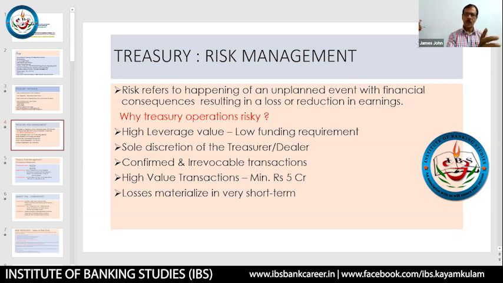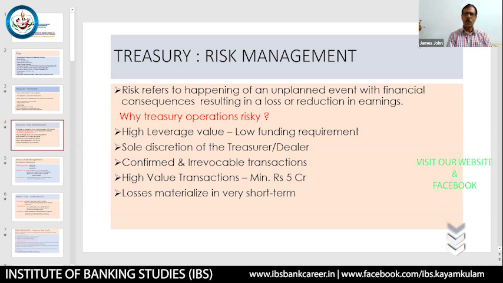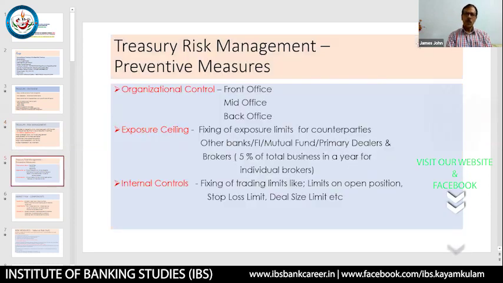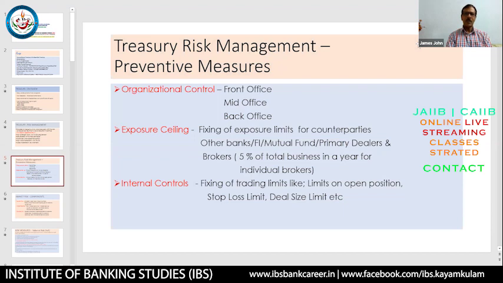Then in 1 hour or 2 hours time, what will be the loss? For 1 crore USD, 1 rupee per transaction means 1 crore is losing. So that's it. The losses materialize in a very short term. So these are all the reasons why treasury operations are risky. Now, therefore, because prevention is better than cure, all banks have some preventive measures to mitigate the risk.